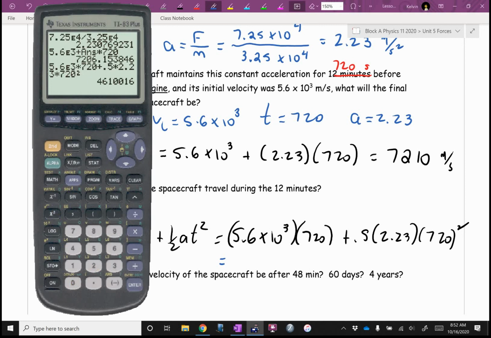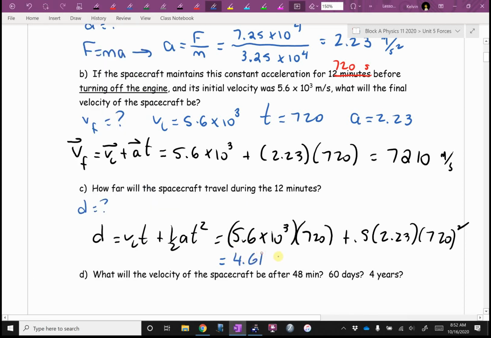Did you get 461 that? Or have I made a typo here? 4610016? What's less work, writing all that out with the zeros or writing it in scientific notation? I think I'm going to write this one in scientific notation. 4.61 times 10 to the 6th. Yes? Am I right? Yeah, okay. That's fine. And that's meters, because that's what our equation gives us distance answers in.